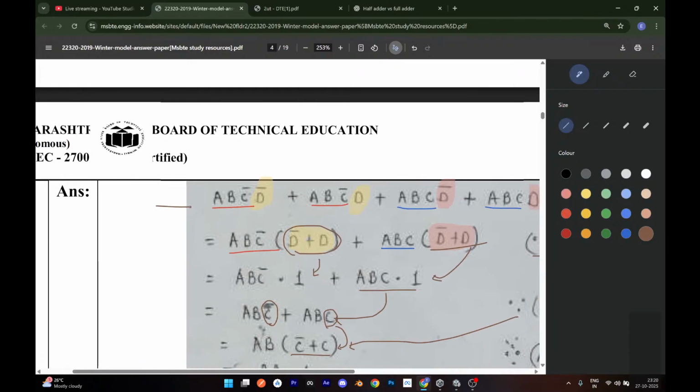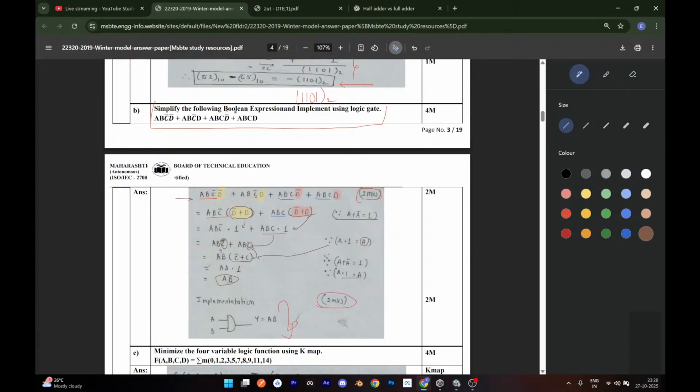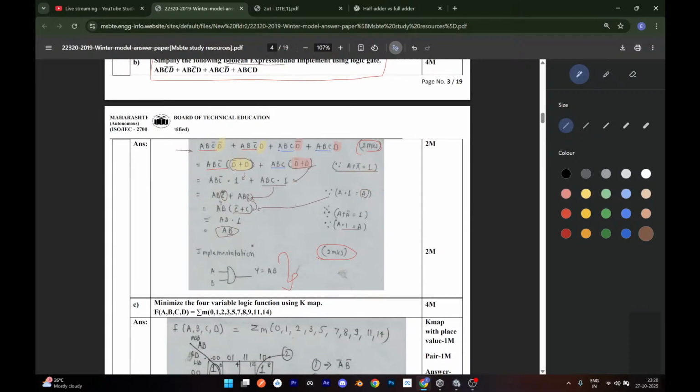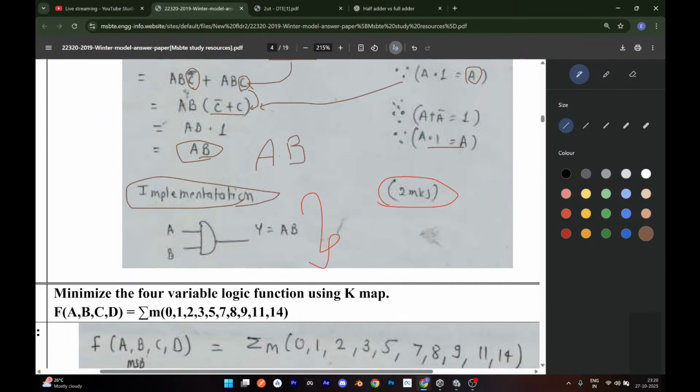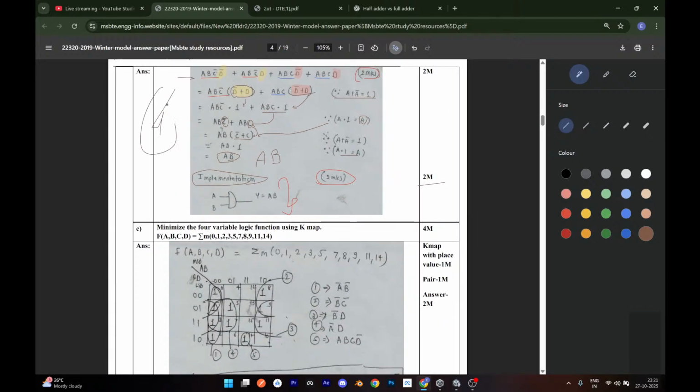This was a question. मतलब ये अपना question था. What was this question? Boolean expression. We have simplified it and got the answer A into B. Now we have implemented it using the logic gate, which is again for 2 marks. So we have written here A, B, two inputs, and the output is only Y, which is A into B. This was for 4 marks, basic.